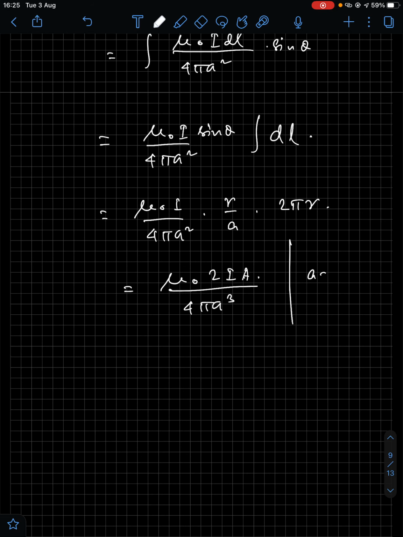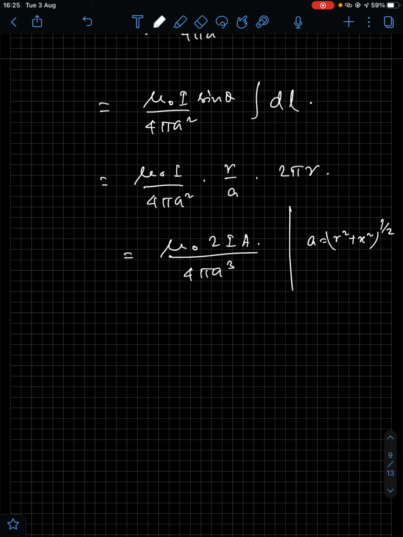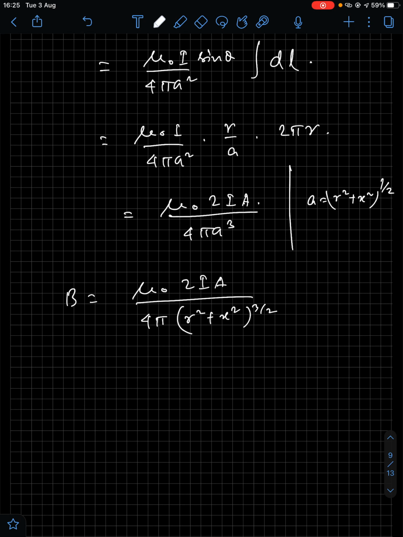Now what was the value of a? Value of a was r square plus x square to the power half, and therefore you can write down B as mu naught 2IA divided by 4 pi into r square plus x square to the power 3 by 2. So this is the relation for magnetic field at the point P due to a current carrying loop.